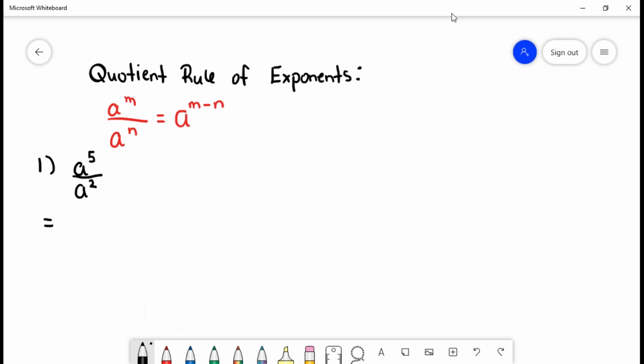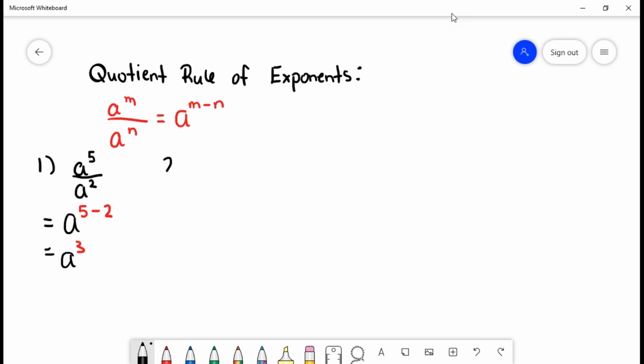So we have just base a here. So I'm just going to simply write this as base a here. And now subtracting the exponents from each other. So we have exponent 5 minus 2. So now evaluating this even further, we have just base a here, and looking at the exponent, we have 5 minus 2. And we know 5 minus 2 is 3. So therefore, your final answer would be a to the power of 3.